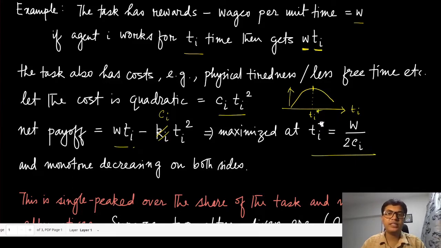So you can imagine that this preference with respect to time, or the share of this task, is essentially single peaked. There is exactly one peak which it prefers the most because it maximizes its payoff, and anything more or less will be less attractive to this agent.